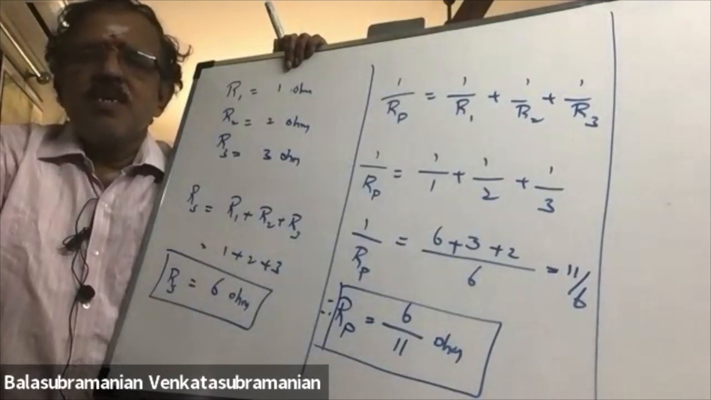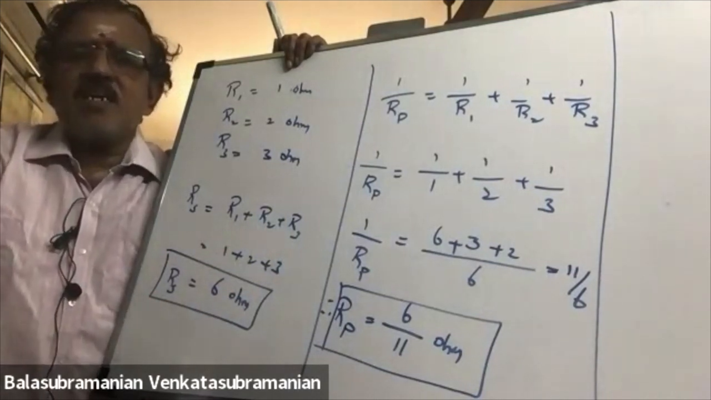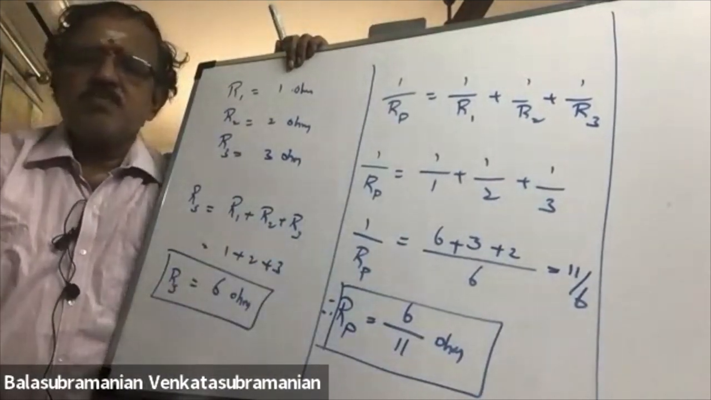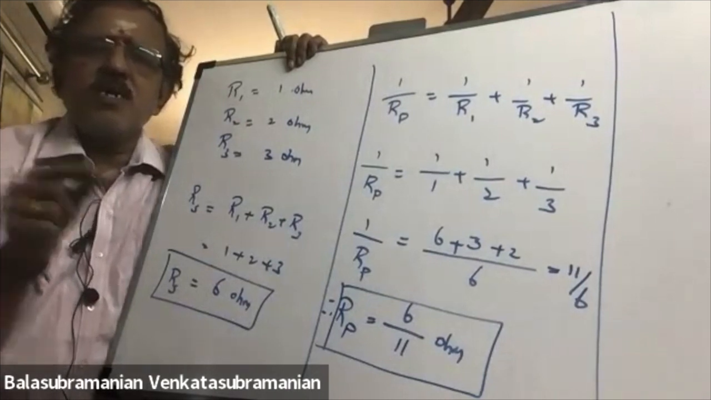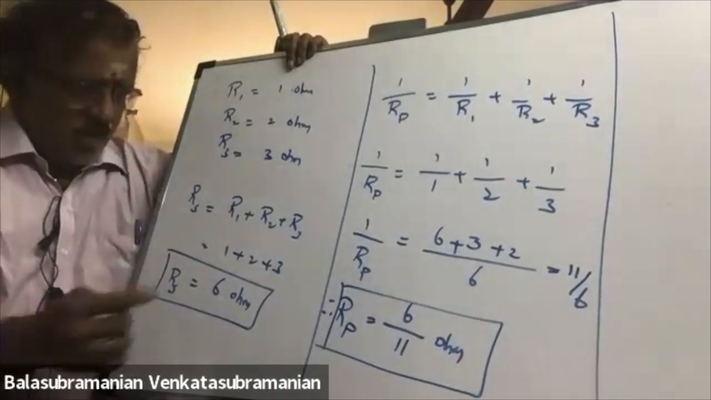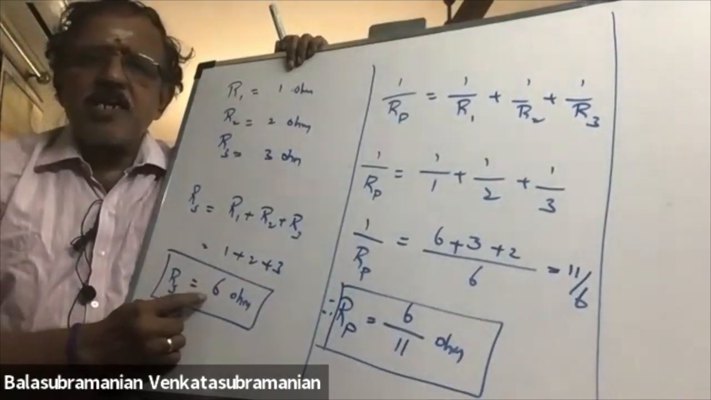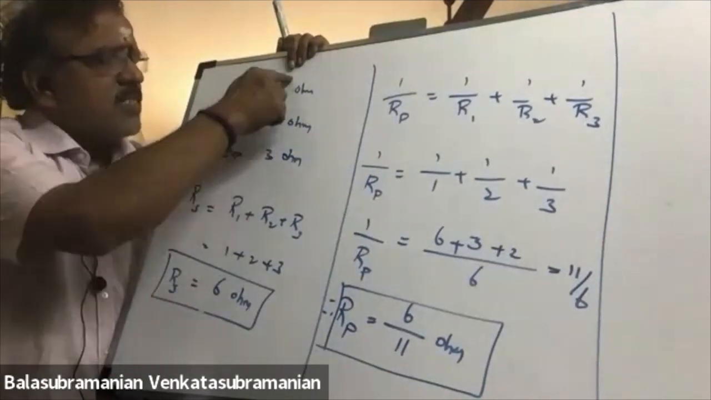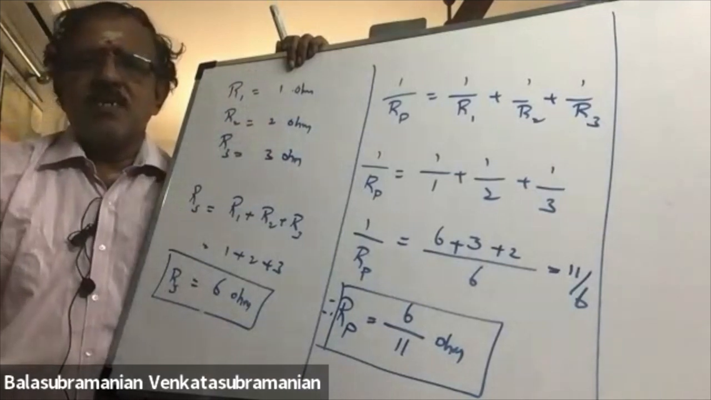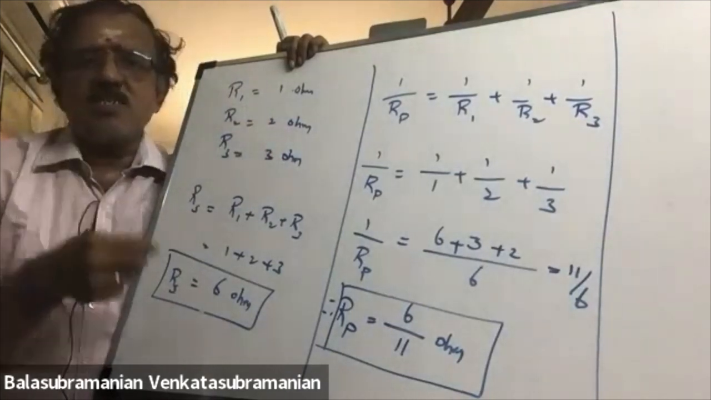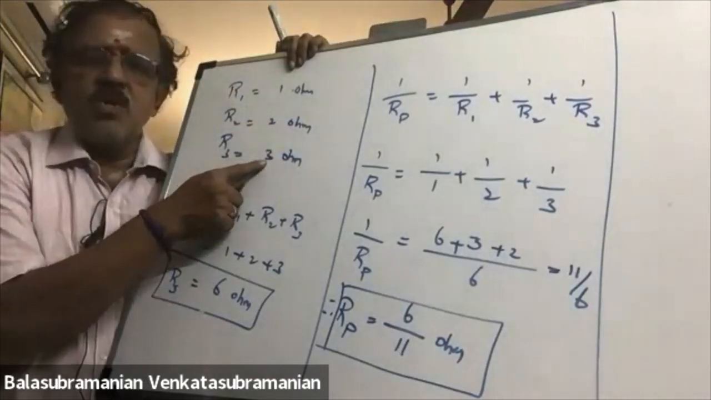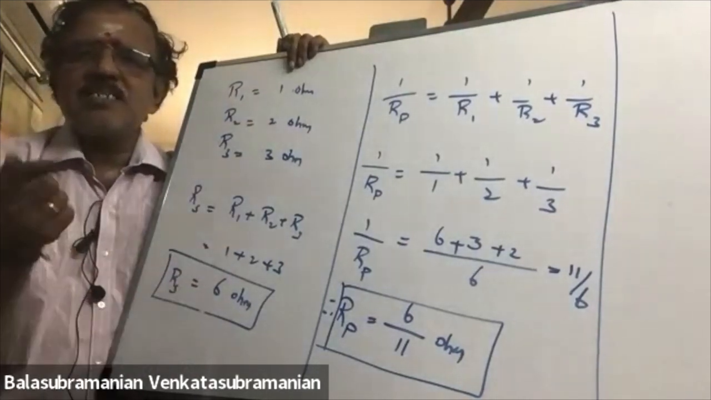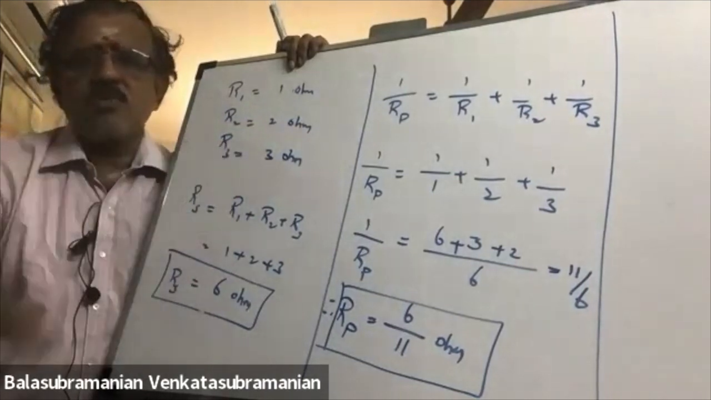Correct? How to verify whether what we have done is correct or not? Simply substitute in the formula and you get the answer. Simple. No sir, I want to cross check. You can cross check. The resultant value you get in series is greater than the greatest among the three. Greater than the greatest. Greatest is 3 ohms. What is your answer? 6 ohms. So the answer 6 ohm is greater than the greatest 3 ohms.